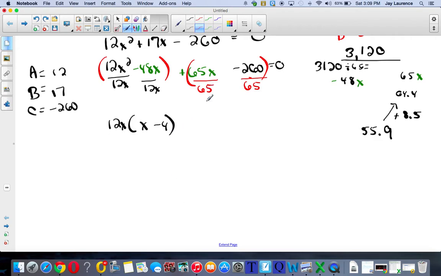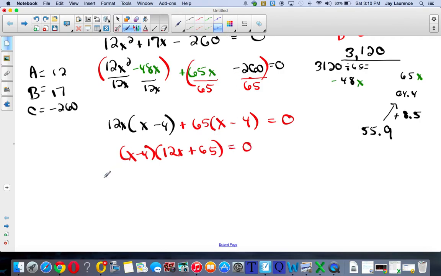Sorry, buddy. All right, so I'm going to factor out a 65, and I'm going to get an x, and it checked on the calculator, it goes in 4 times. And look at that. They match perfectly. Now I'll factor out an x minus 4 and be left with a 12x plus a 65. That's going to equal 0. Now I have to solve for x. In both cases, I have to say x minus 4 equals 0, solve for x, and I have to say 12x plus 65 equals 0, and solve for x.